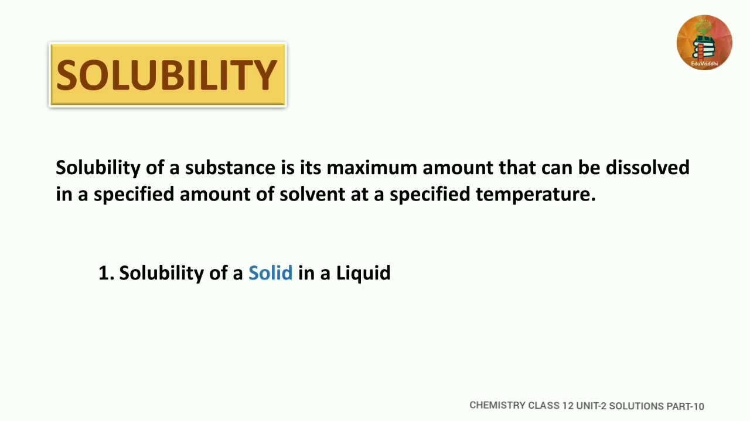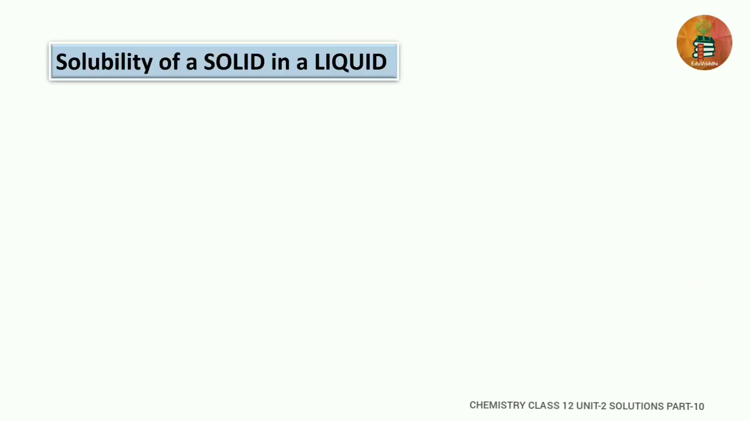So there are two types of solubility. One is solubility of a solid in a liquid. Another one is solubility of a gas in a liquid. In both of the cases, the solvent is liquid here and the solute is solid and gas. So we are going to study it one by one. Now let us study solubility of a solid in a liquid. Here the solute is a solid and the solvent is a liquid.